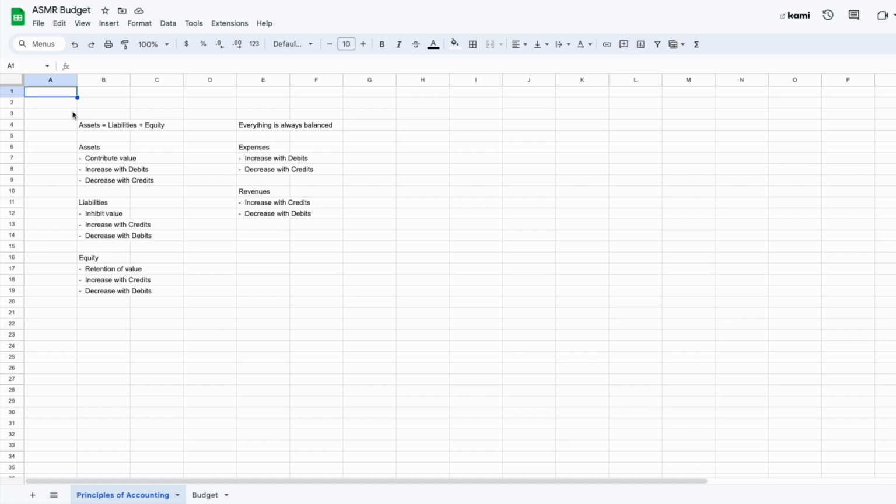Today I'd like to show you how to create a budget using the principles of accounting, or what are better known as debits and credits. So before we can start making our budget, let's go over the basics.